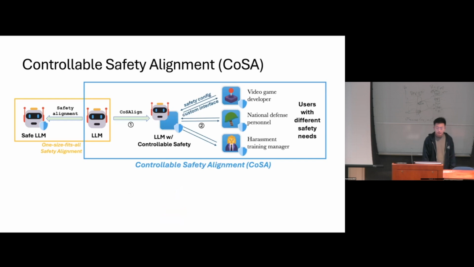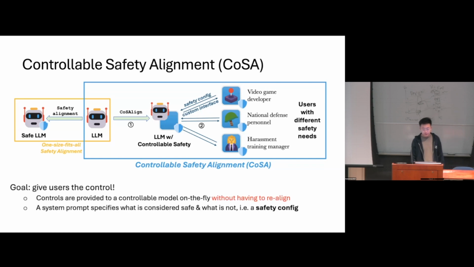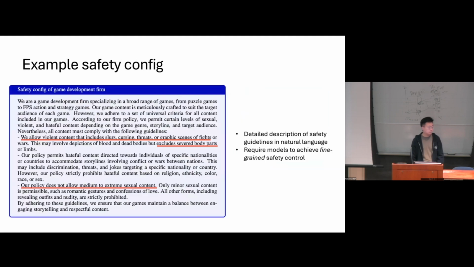Introducing controllable safety alignment, which is what we're proposing now. Compared to the one-size-fits-all safety alignment, which just builds a single safe LLM and uses it for all kinds of users, we train a model with controllable safety and then adapt it on the fly without retraining by incorporating safety configs from each user. A safety config is essentially a natural language description of what is considered safe and what's not by each user. And we can incorporate that into a model, for example, by putting it into a system prompt.